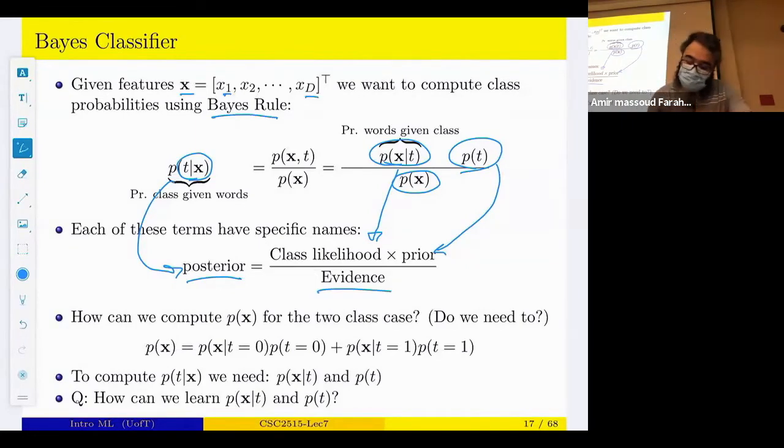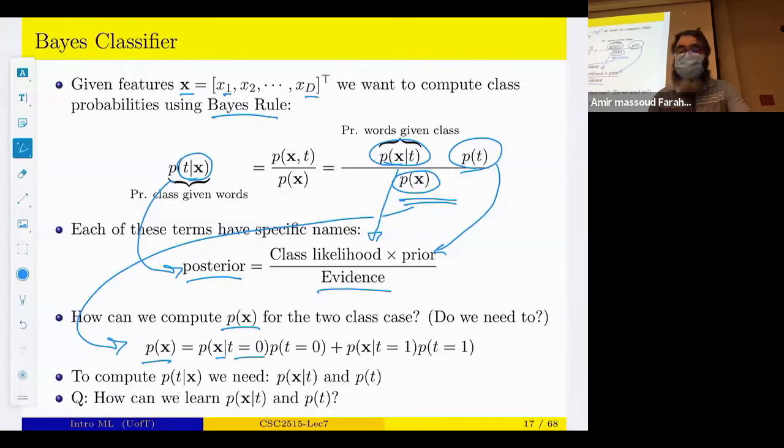Another thing that we have is P of X. How can we compute P of X for the two-class case? It is easy. I haven't written it down here, but I have it here, which says that P of X is the probability of X when T is equal to 0 times P of T equal to 0, plus P of X when T is equal to 1 times the probability of the class label T being 1.